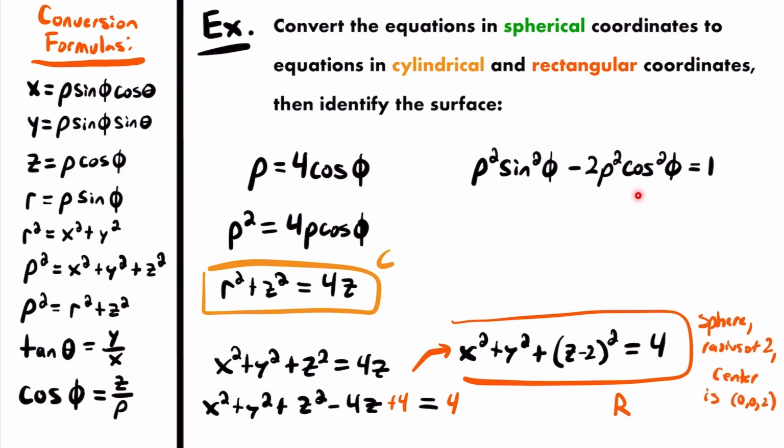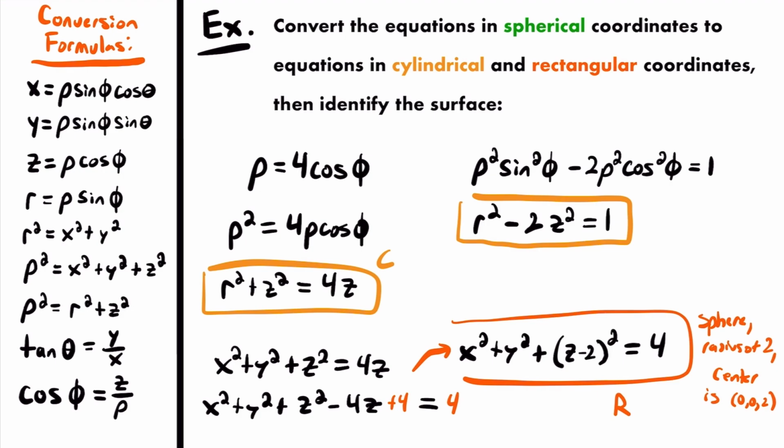Okay, and then finally, let's look at this equation here. It looks pretty complicated, but it's actually pretty easy. All you have to recognize is that rho times sine of phi is equal to r. So this right here is just r squared. So that becomes r squared, and then you're subtracting 2 times rho squared times cosine of phi squared, which is just z squared, right? Z is equal to rho times cosine of phi. So rho squared times cosine squared phi is z squared. So you have 2 times z squared, and then that's equal to 1. That's your equation in cylindrical coordinates because you're now entirely in terms of r and z.